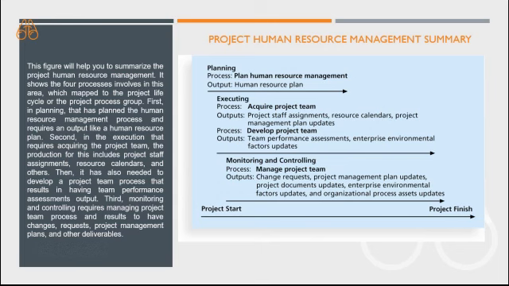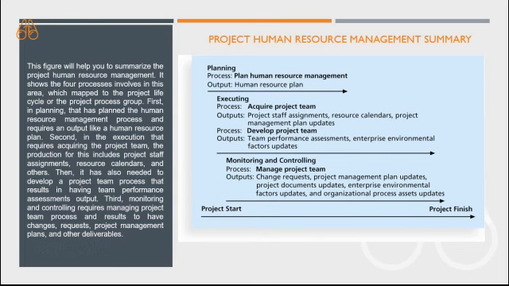This figure will help you to summarize the project human resource management. It shows the 4 processes involved in this area, which map to the project life cycle or the project process group. First, in planning, there is the plan human resource management process, which requires an output like a human resource plan. Second, in the execution, that requires acquiring the project team. The outputs for this include project staff assignments, resource calendars, and others.